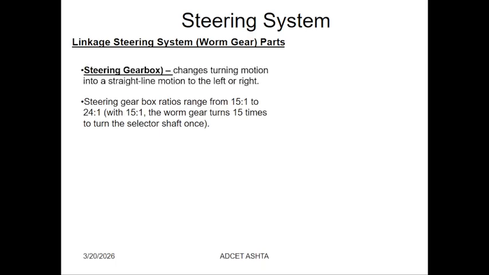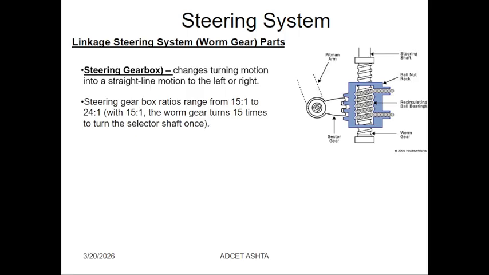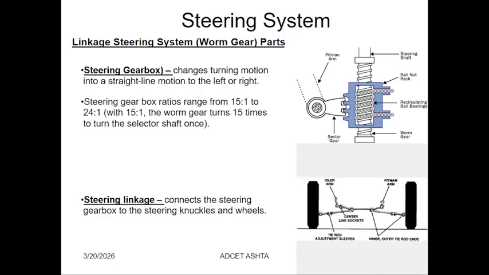Next is the linkage steering system for the worm gear. This is nothing but changing the turning motion into straight line motion, from left to right. The image is shown in front of you. Above the steering shaft, on the left side, there is the blue color image shown here. The steering shaft is connected to the worm gear.